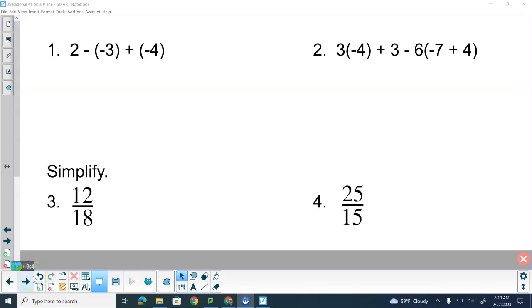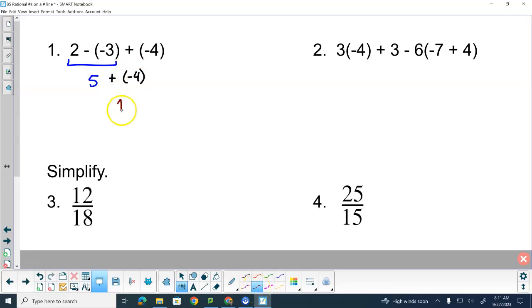Go. Right. 2 minus -3, that's really like 2 plus 3 right here. So that's going to be 5. Then we've still got plus a -4, which is really like 5 minus 4. So that would be what? Good job, 1. What do we get for number 2? We got 9. Everybody got 9?